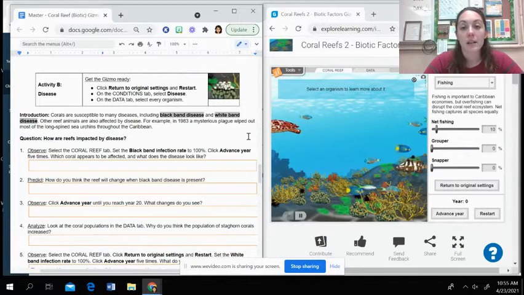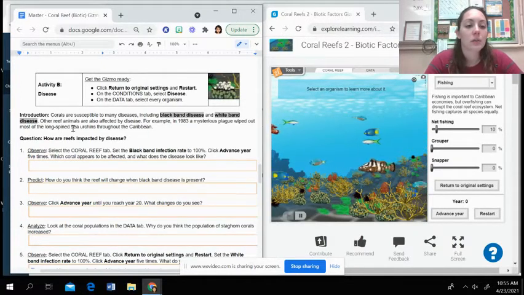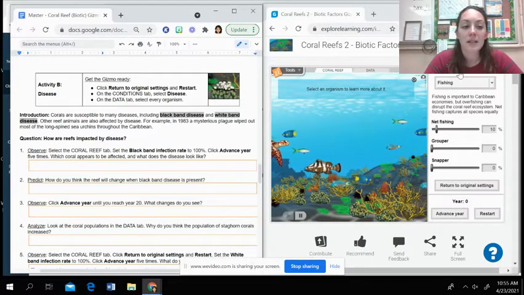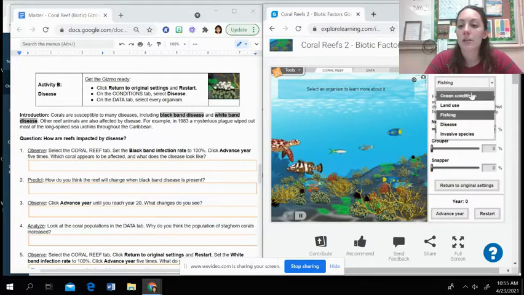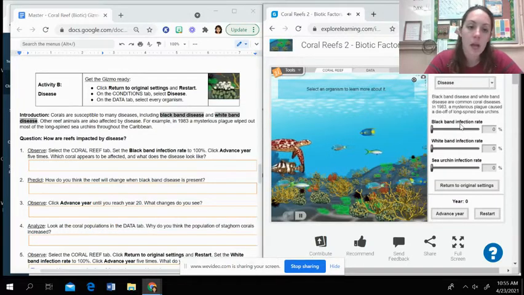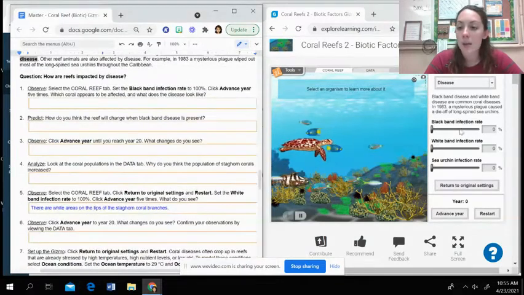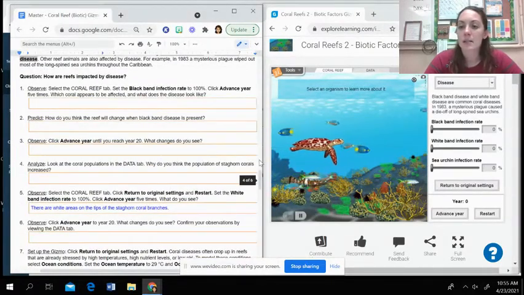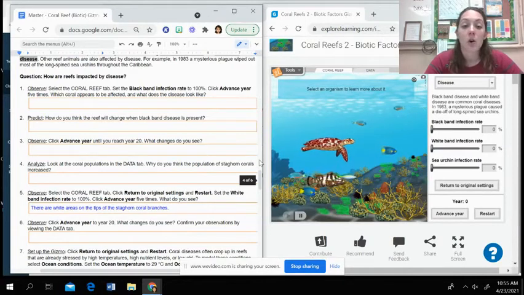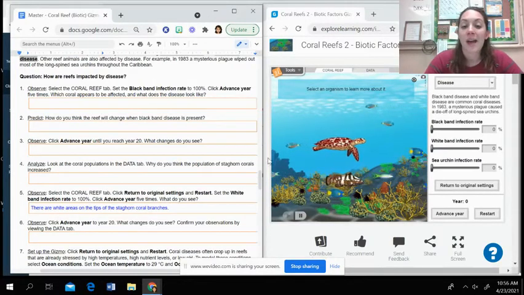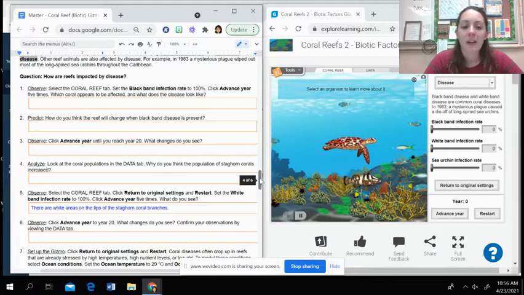Then we're going to move on to activity B, and you're going to look at how different diseases affect the ecosystem and those biotic factors. So you're going to work through the different disease tabs. So what you'll do is you'll go back to the conditions here, and then you're going to click disease. And you're going to go through the questions and observations and change which disease infection rates there are, and you're going to look at the organisms to see what it affects.